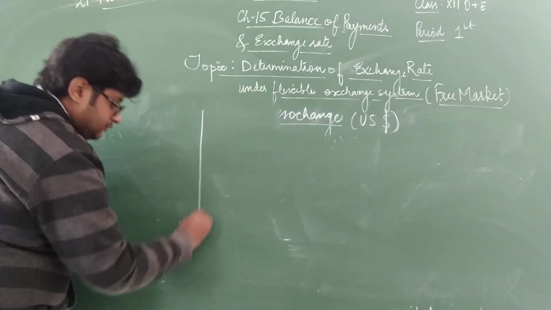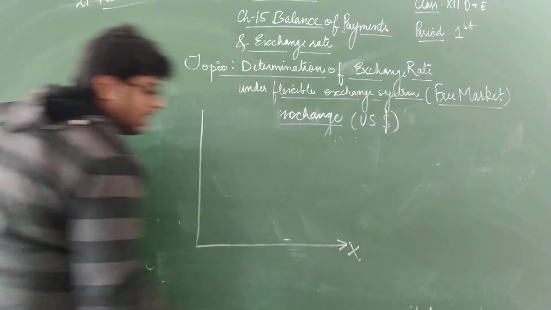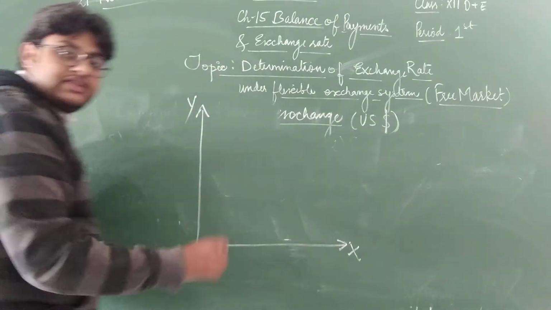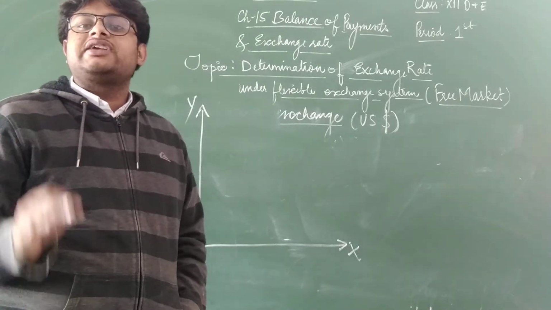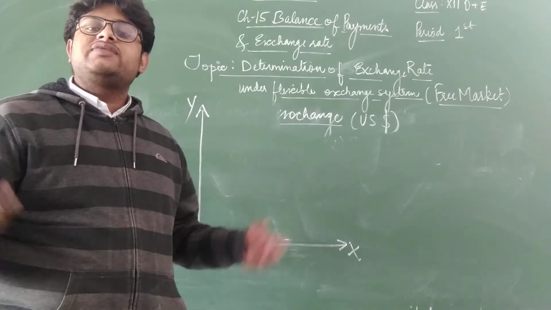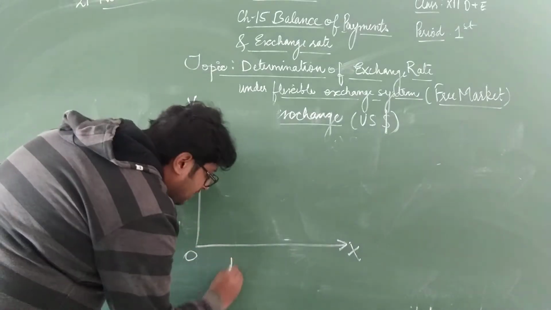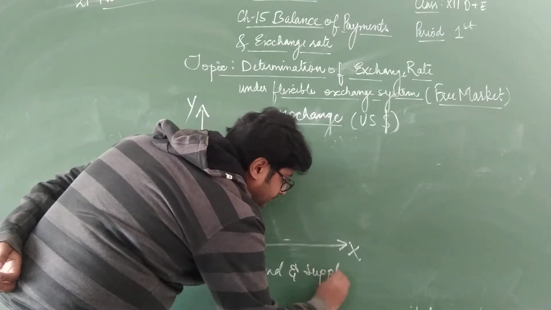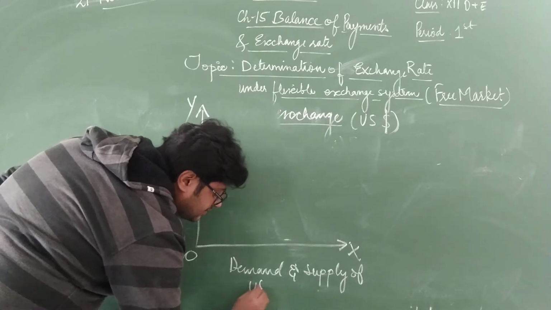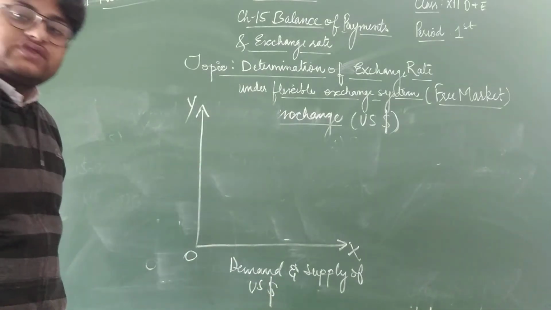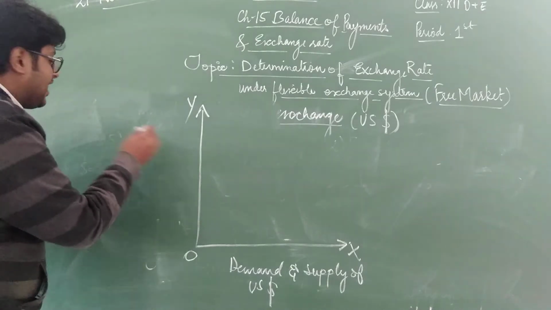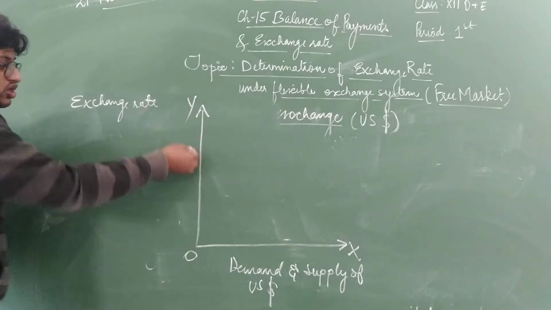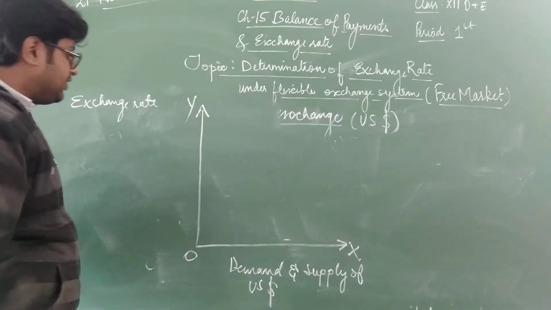Alright, so we'll draw a diagram. This is my origin, this is my x-axis, this is my y-axis. On the x-axis we will show both quantity demanded and quantity supplied of US dollars, since we are combining both demand and supply of US dollars. And on the y-axis I am showing the exchange rate. I am writing it far away because over here we have to show many things like depreciation and appreciation.